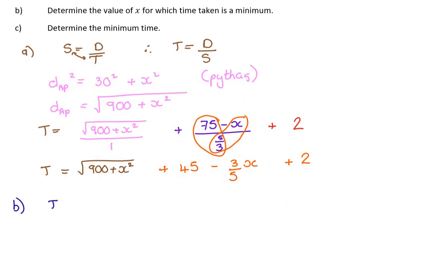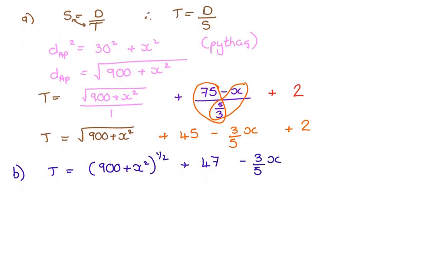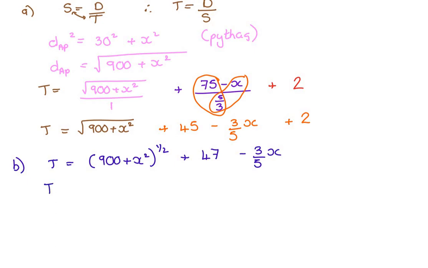So basically I'm going to have to differentiate and set equal to 0. So let's rather change this to something a little bit easier to differentiate. So this is to the power of half. This is 45 plus 2, which is 47. And this is minus 3 over 5x. So what is t dashed, or the derivative of t with respect to x?